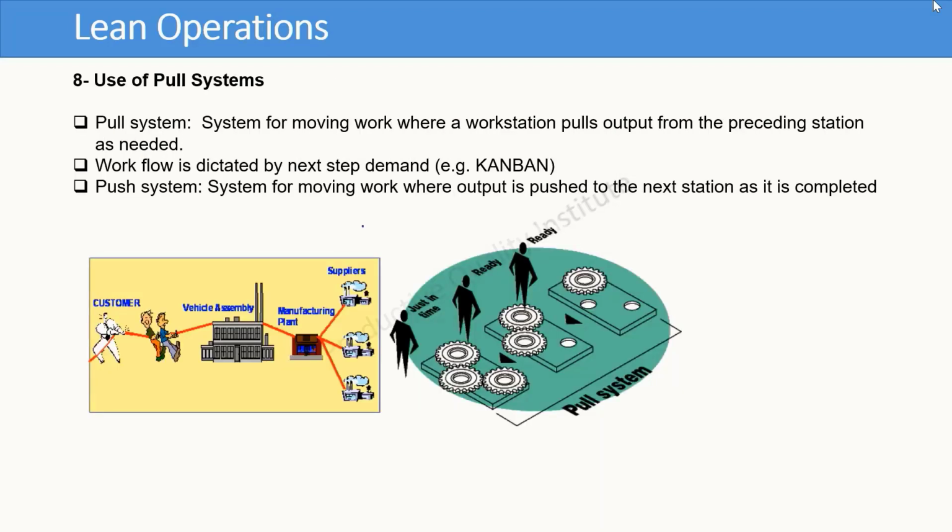One of the main lean operation techniques is to change over from a push system to a pull system. A push system is a system for moving work, where output is pushed to the next station as it is completed. A pull system is a system for moving work, where a workstation pulls output from the preceding station as needed. In a pull system, workflow is dictated by next step demand. An example of a pull system is the Kanban system. The pull system will be covered in detail during the improve phase of Lean Six Sigma.